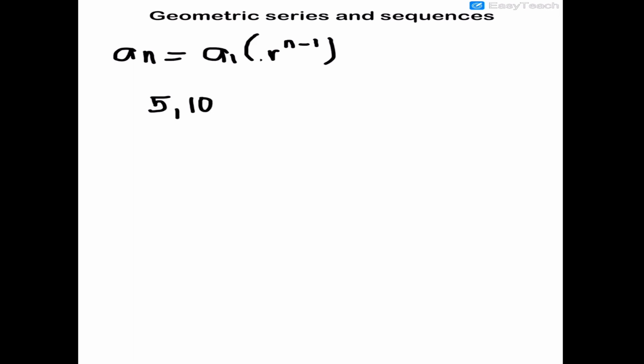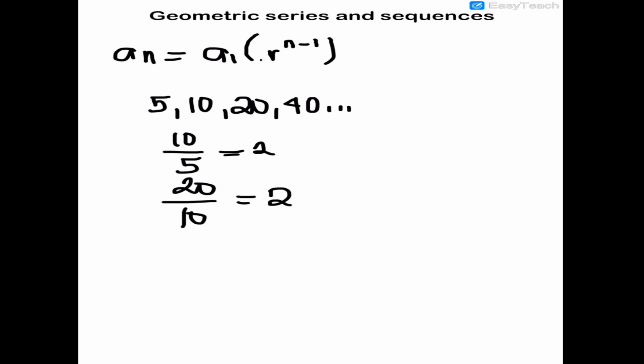5, 10, 20, 40, and so on. As I've said, common ratio is the second term divided by the first term. So we are going to get 10 and 5, as well as 20 and 10, 40 and 20 to get the common ratio. So we have 10 divided by 5 is 2, 20 divided by 10 is 2, 40 divided by 20 is 2. So in this progression, the common ratio is 2.